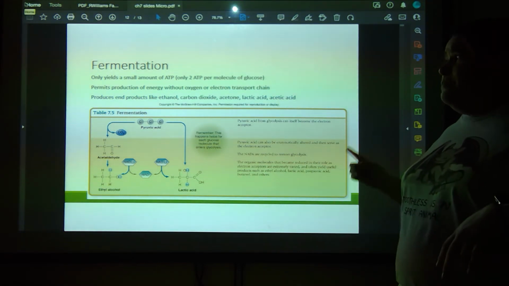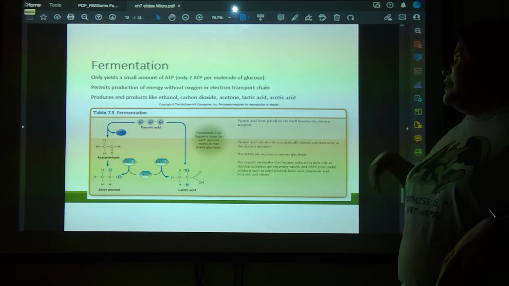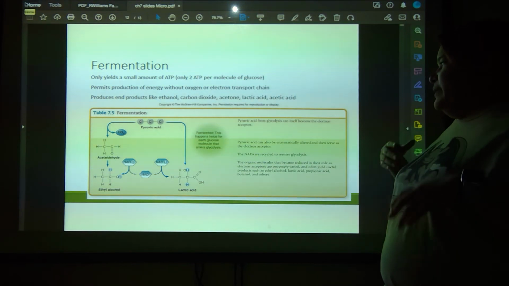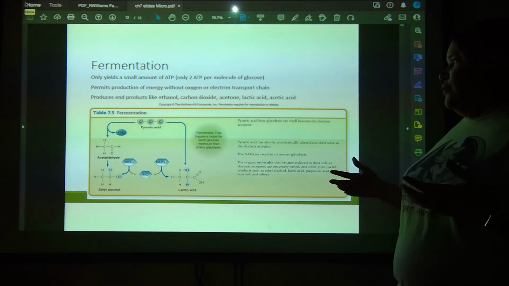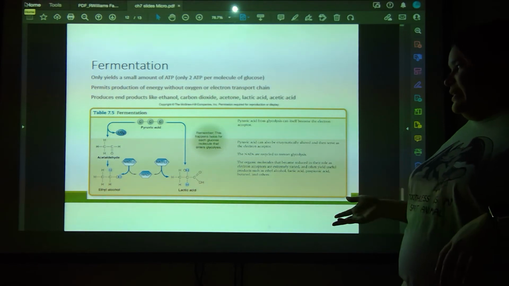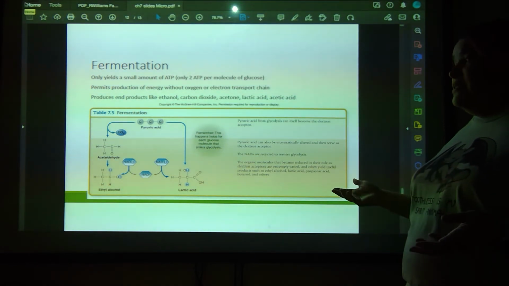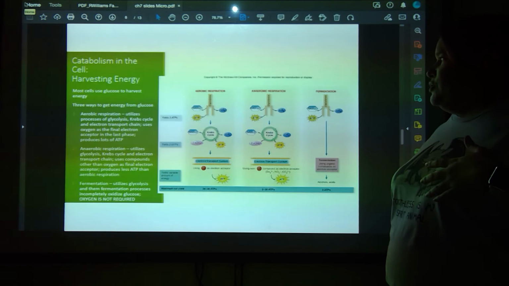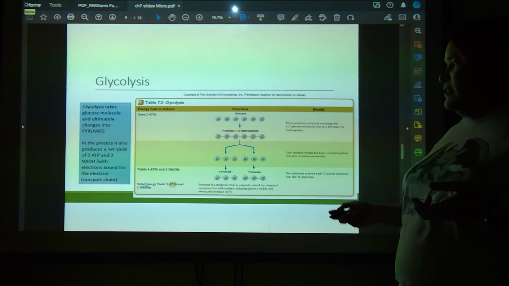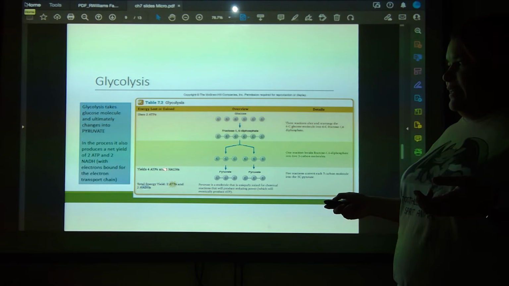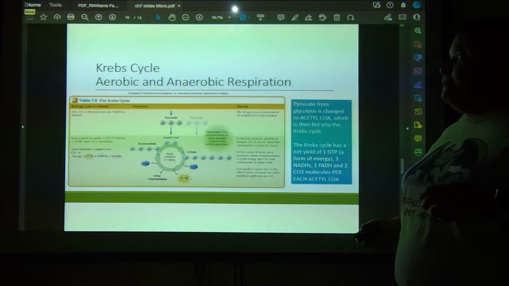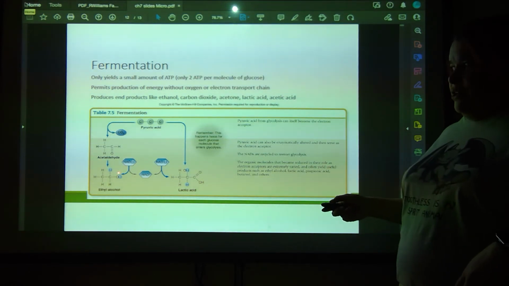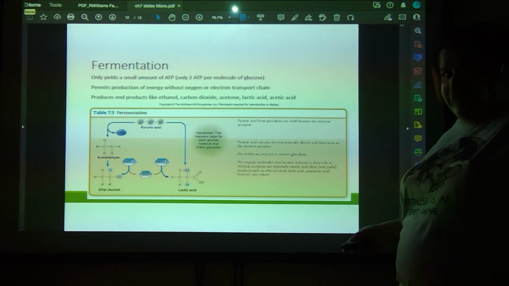The pyruvic acid from the glycolysis can itself become an electron acceptor. Pyruvic acid can also be enzymatically altered and then serve as that electron acceptor. The NADs are recycled to re-enter glycolysis. So literally, I can go back to glycolysis. Remember my two NADs that I needed to pick up here? And put them back into that step. I can basically take the hydrogen off, and then this NAD is free to go back to the beginning.